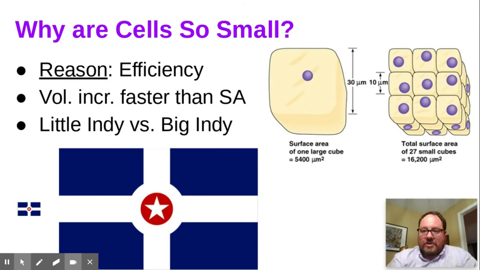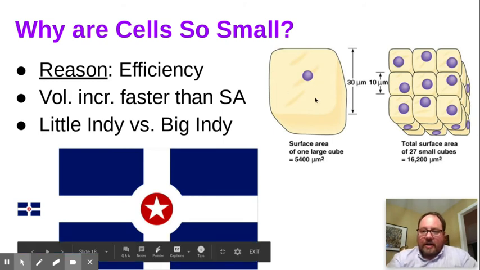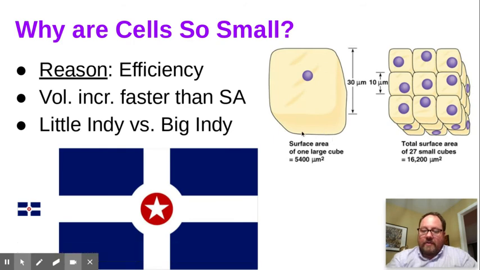So there's a nice image that you can see here. Here it's overall the same size, right? But if it's just one larger square, it has a surface area of 5,400 micrometers squared. But if you subdivide this into smaller cubes, it's about 3 times as great surface area. So smaller cells are just way more efficient.